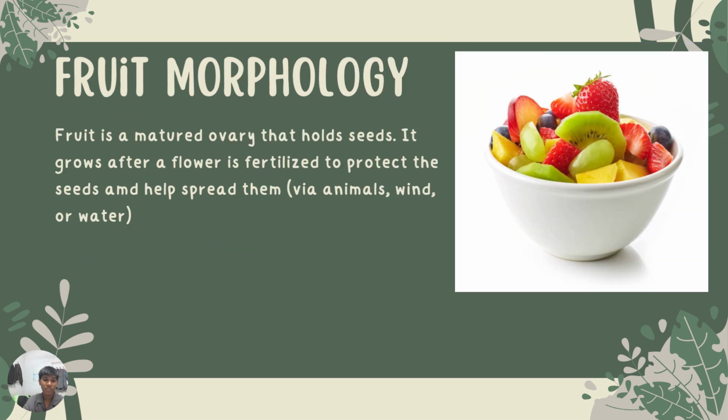And the fruit morphology. Fruit is a matured ovary that holds seeds. It grows after a flower is fertilized to protect the seeds and help spread them via animals, wind, or water.